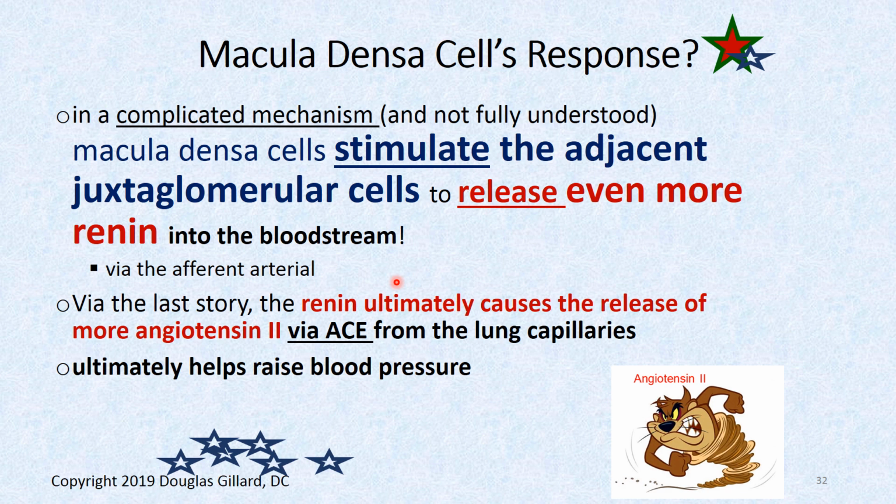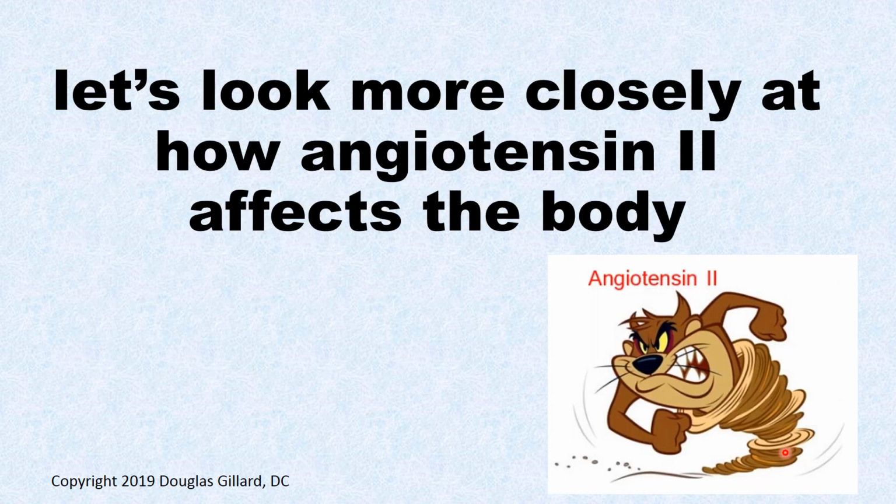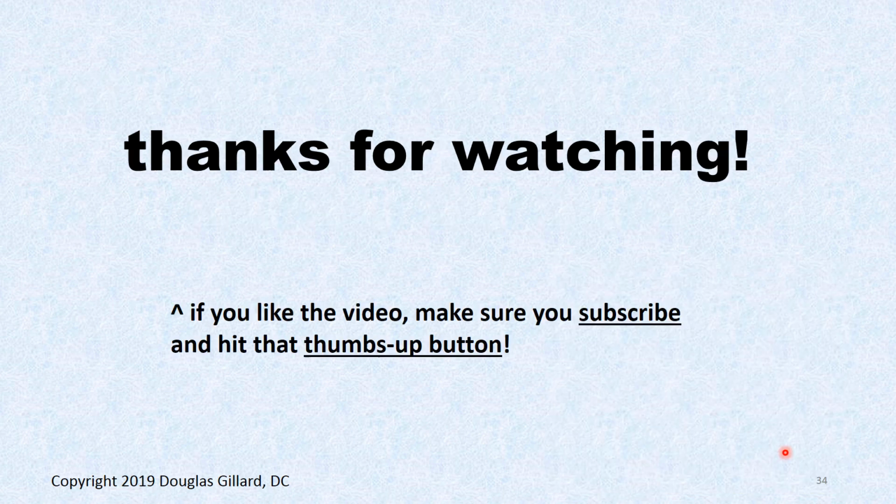What about the response? Everything I just said, yep, we don't need to talk about that again. But just remember, the renin is ultimately converted into angiotensin II, and that's the little monster that gets us in trouble. So we're going to look more closely at how this affects the body, and I think we'll do that next time.